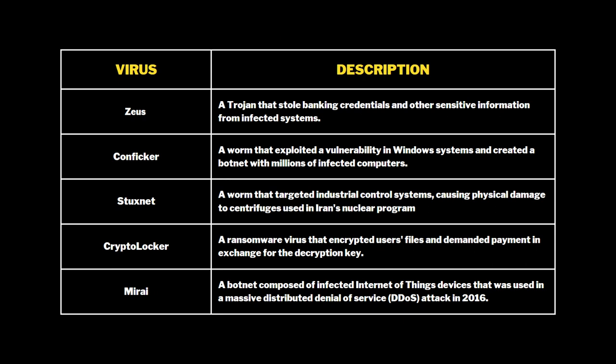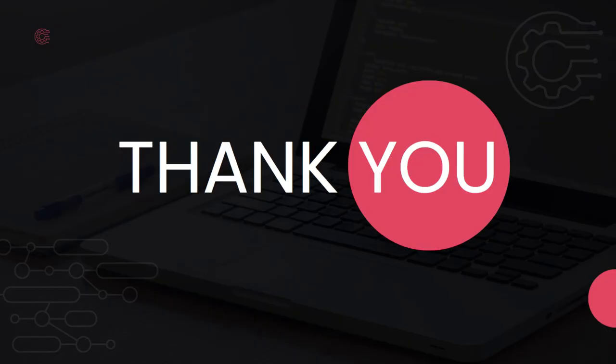Stuxnet: a worm that targeted industrial control systems, causing physical damage to centrifuges used in Iran's nuclear program. CryptoLocker: a ransomware virus that encrypted users' files and demanded payment in exchange for the decryption key. Mirai: a botnet composed of infected Internet of Things devices that was used in a massive distributed denial of service DDoS attack in 2016.